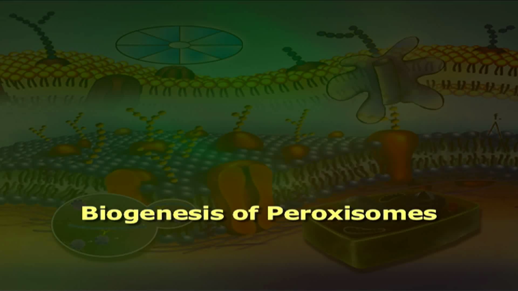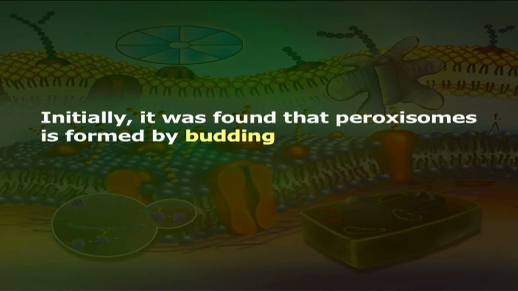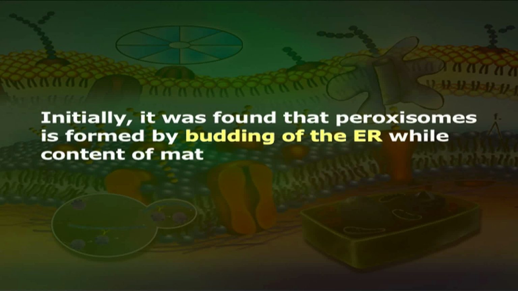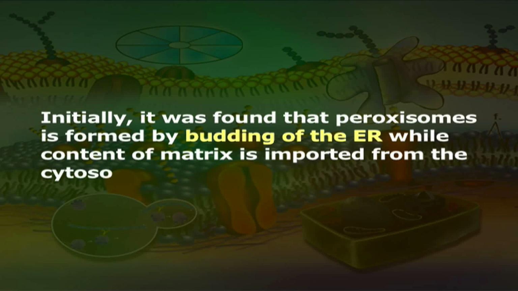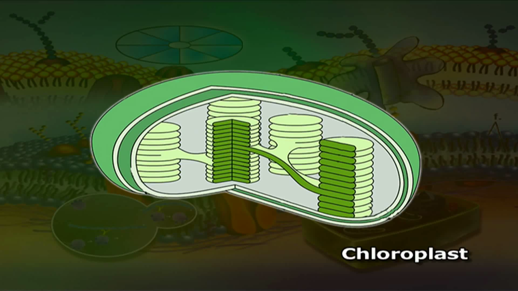Let us have a look at the biogenesis of peroxisomes. Initially, it was thought that peroxisomes are formed by budding of the endoplasmic reticulum, while the content of the matrix is imported from the cytosol. But new peroxisomes arise from pre-existing ones, being formed by growth and fission of old organelles, parallel to mitochondria and chloroplasts. Thus, peroxisomes are a collection of organelles with constant membrane and variable enzymes.